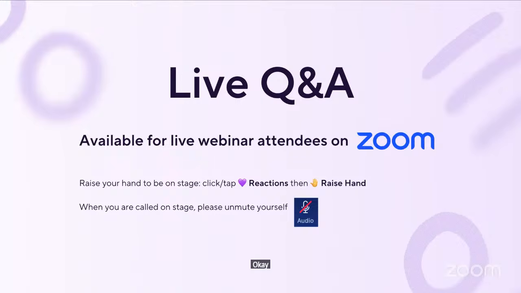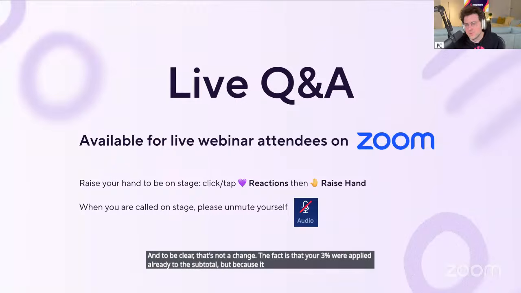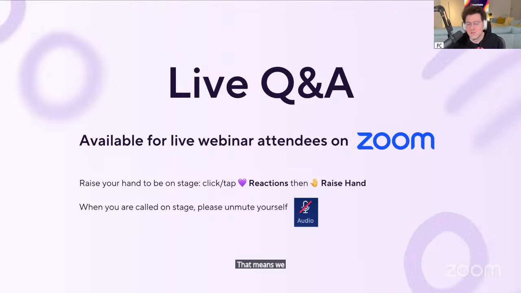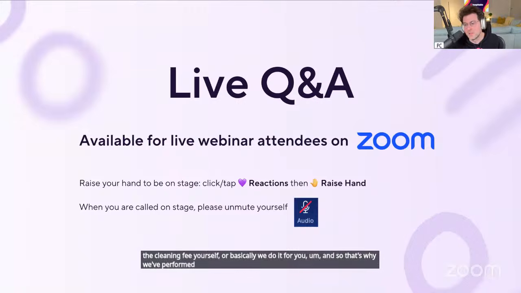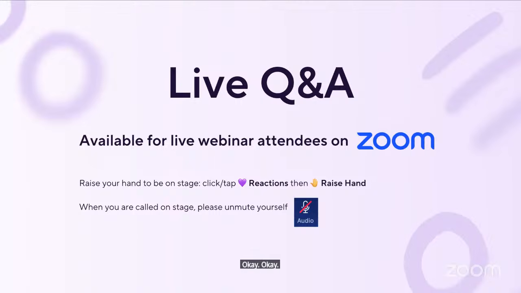Okay. And to be clear, that's not a change. The fact is that your 3% was applied already to the subtotal, but because it's a bit more meaningful now at 15.5%, that means we need to have an action. So that means either you increase the cleaning fee yourself, or basically we do it for you. And so that's why we've performed this action. We're now giving you a chance to edit it yourself. Okay. Thank you, guys.